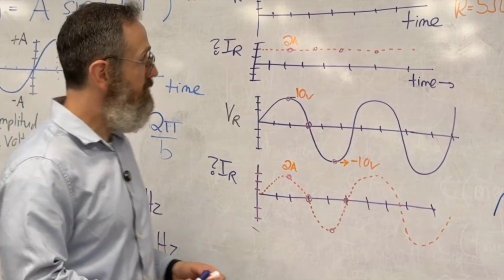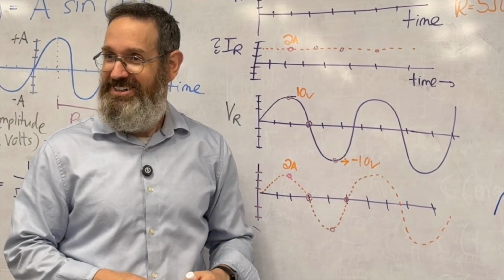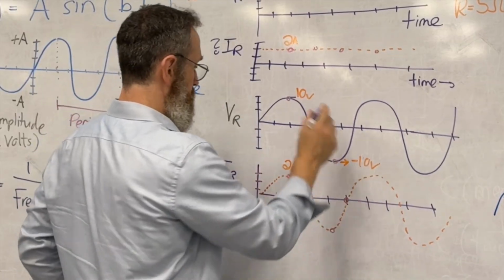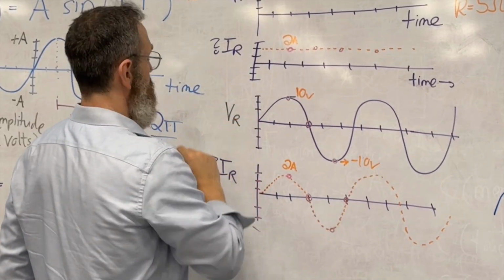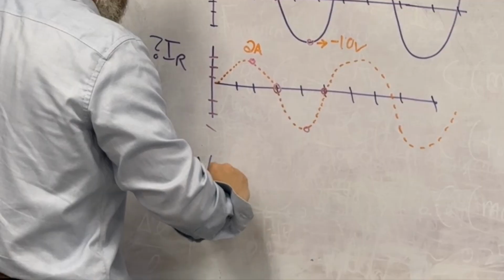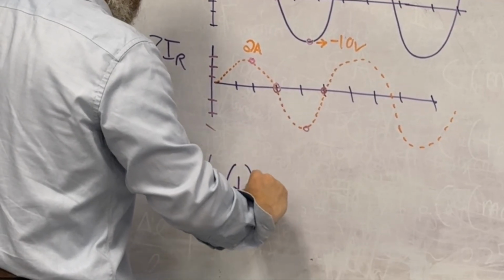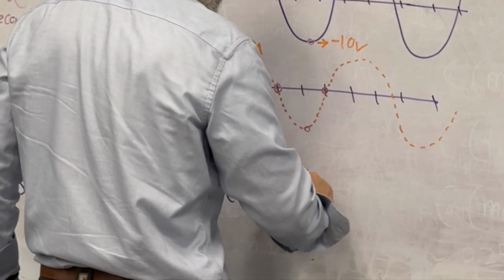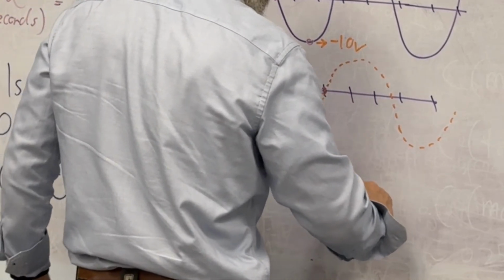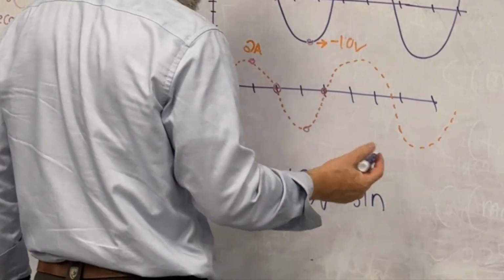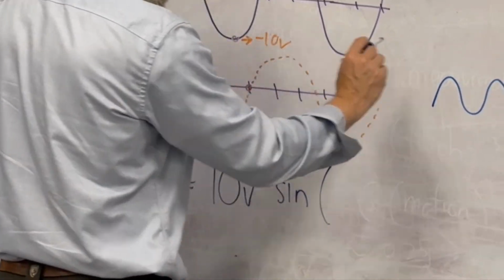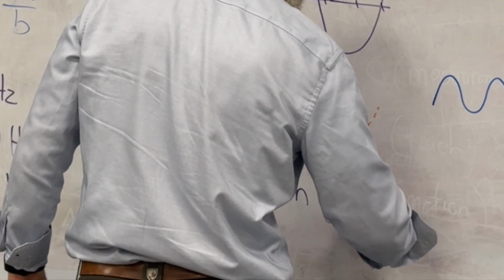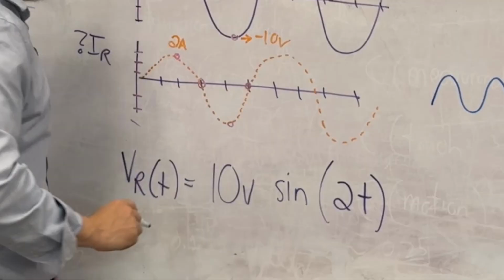Now, I drew all this very carefully, but of course, we didn't need to, because we could have used Ohm's law. So let's give this thing an equation. Now I'm going to give V sub R an equation. I'm going to say that V sub R as a function of time is equal to, well, we know it's 10 volts, and let's just do sine of whatever. Because I didn't put any time here, I'm just going to say sine of 2t. You can figure out what the actual units would have been.